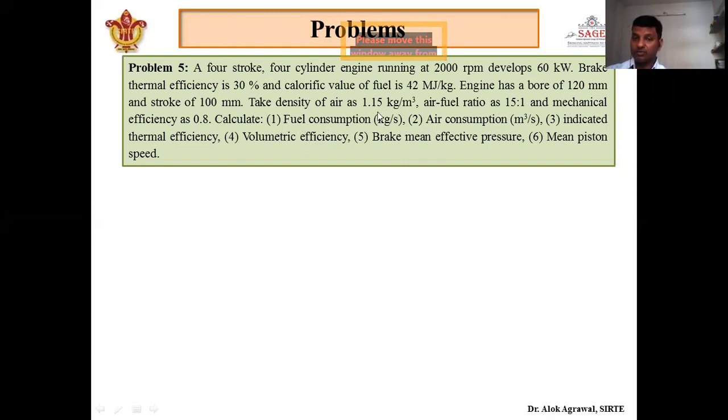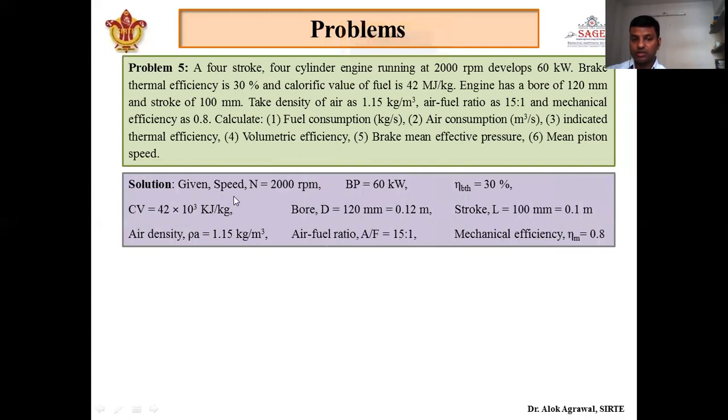Here we have to take care of what it is asking. It is not just asking fuel consumption, it is asking fuel consumption in kg per second. Similarly, it is not just asking air consumption, it is asking air consumption in meter cube per second. This density will help us in that, we will see. Next are indicated thermal efficiency, volumetric efficiency, brake mean effective pressure, and mean piston speed, which are the other things that have been asked.